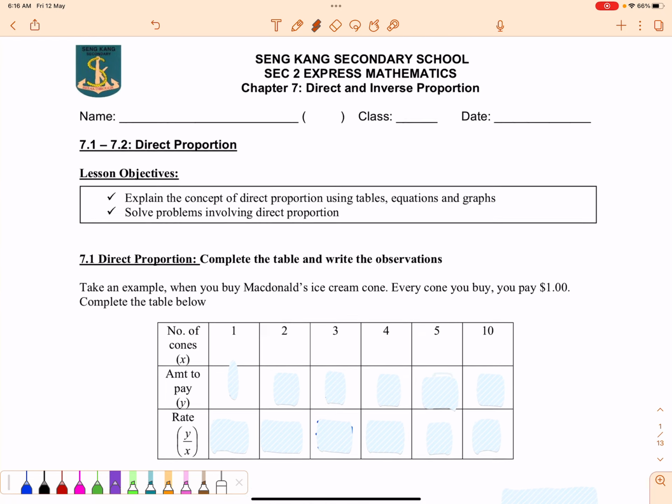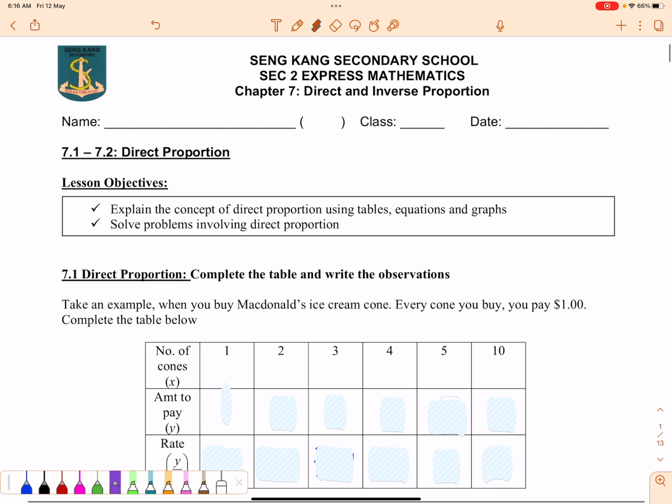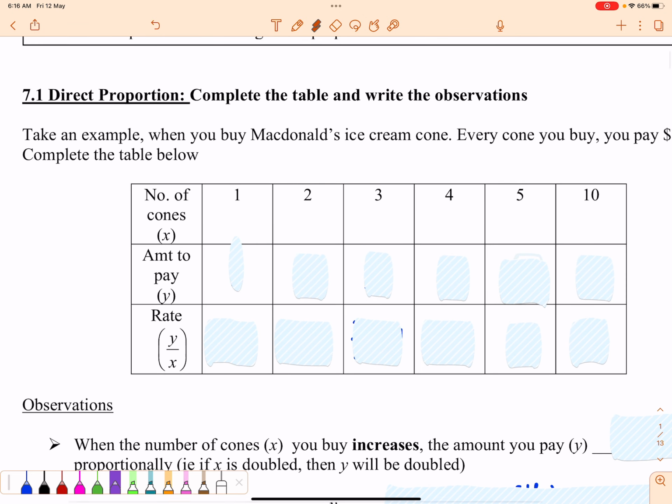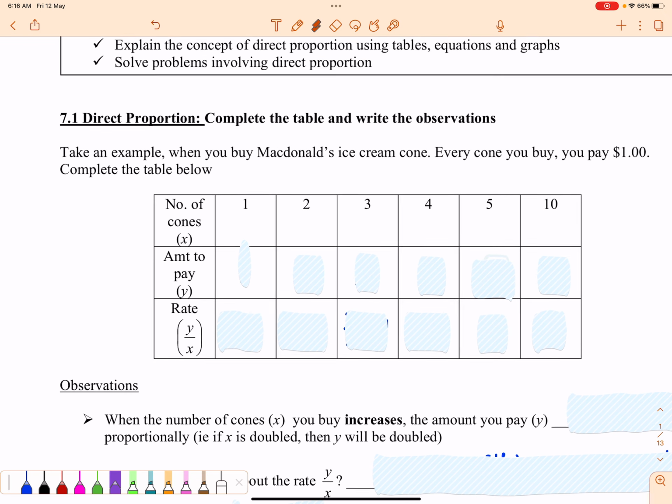Right. Okay, welcome all of you back. Let's introduce a new idea today. So let's start with one example. Say for example, we want to go to McDonald's and buy the ice cream, and every cone actually costs $1. So just want to find out your understanding. How much do you have to pay if you just buy one ice cream?